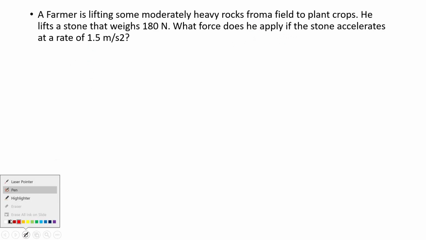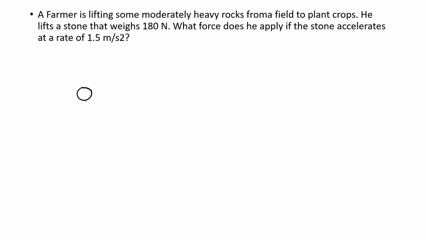So, let's illustrate the given, guys. Let's imagine, guys, this is the stone, no? So the stone weighs 180 newtons. So 180 newtons represents the weight force, guys. A farmer is lifting, meaning he exerts a force upward, guys, no? So that is our FA, the force exerted on the object. And then another given is the acceleration. We have the acceleration of 1.5 meters per second squared.